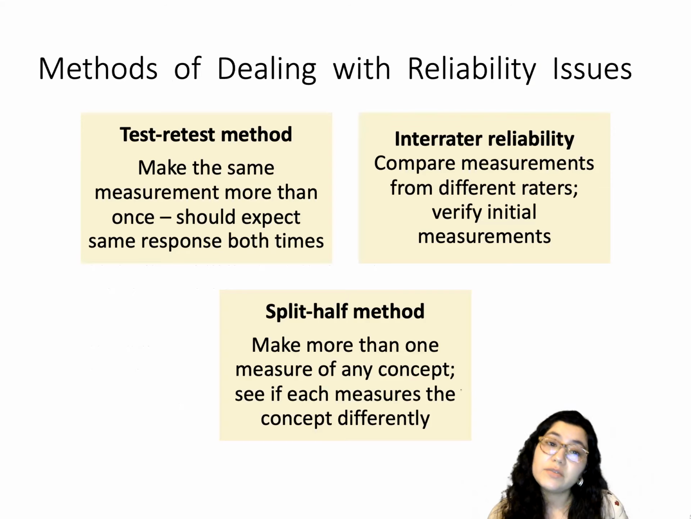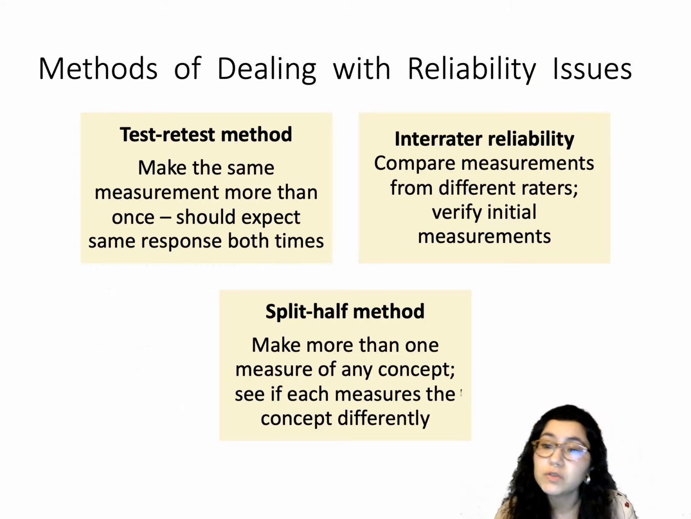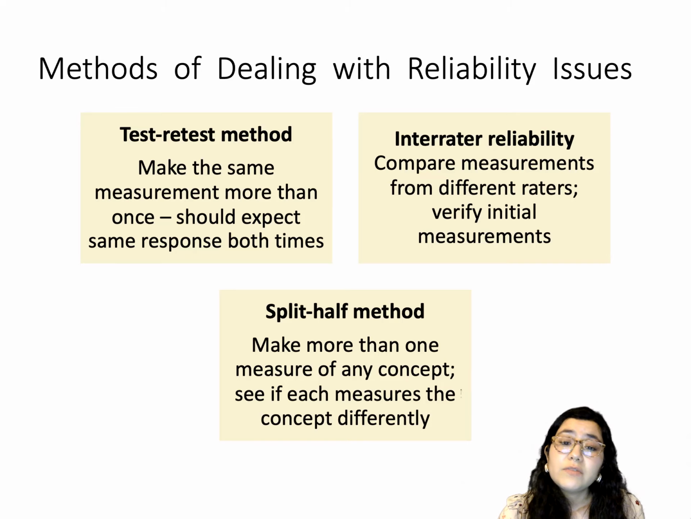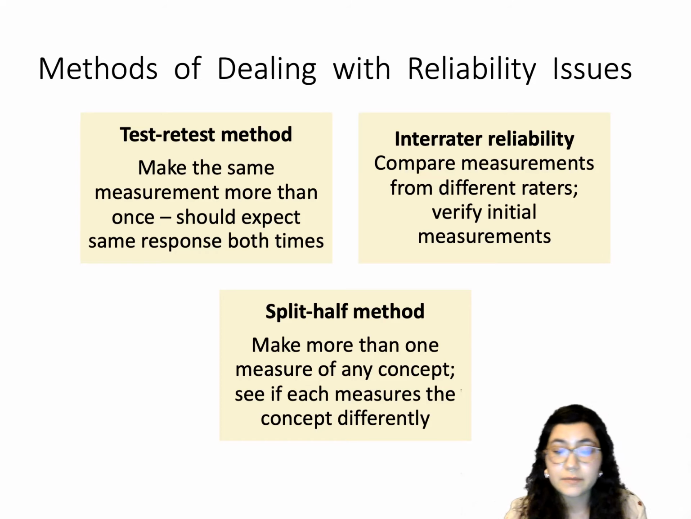So some ways to deal with reliability is the test-retest method. So we make the same measurement more than once. So that way we can ensure that we're getting the same thing each time. There's also this thing called inter-rater reliability. So multiple people take the same measurement of the same instance and then they compare the results. And then there's the split-half method. So you make more than one measure of any concept. So you might see if the different measurements that you have are different, even though they're measuring the same concept.